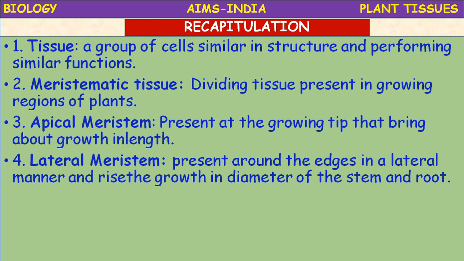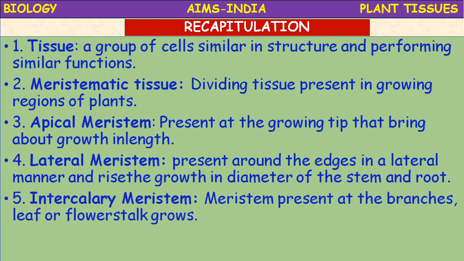Lateral meristems. What are lateral meristems? The meristems present around the edges in a lateral manner and raise the growth in diameter of the stem and root. Girth of the stem and root can be increased by lateral meristems. Intercalary meristem: the meristem present at the branches, leaves or flower stalk and helps in growth. It is called intercalary meristem.